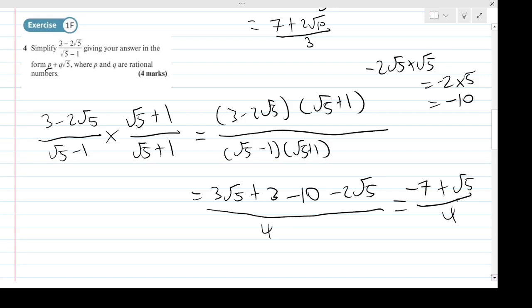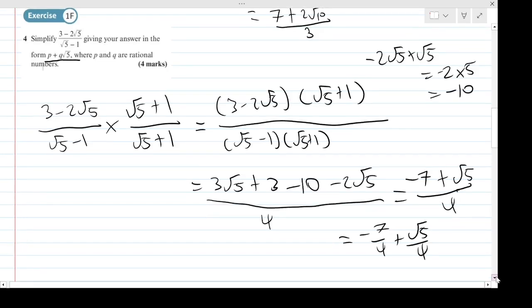It asked us to put it in this form. And notice how there's no fraction. So I need to get rid of this fraction part. So I think the best step actually is probably to split up the fraction. So we're going to have minus 7 over 4 firstly, add root 5 over 4. Okay. And actually, this is in this form now, P plus Q root 5.